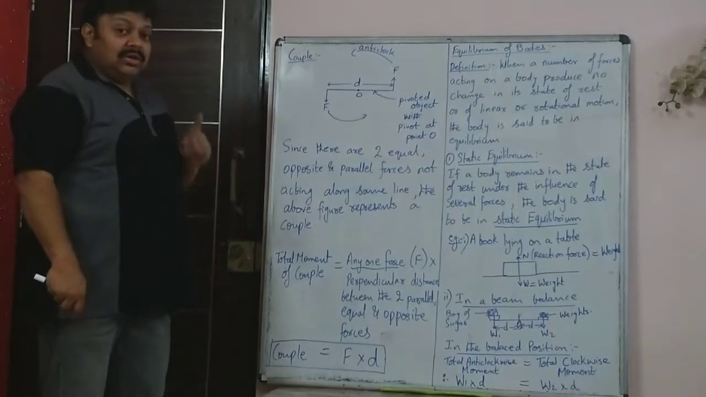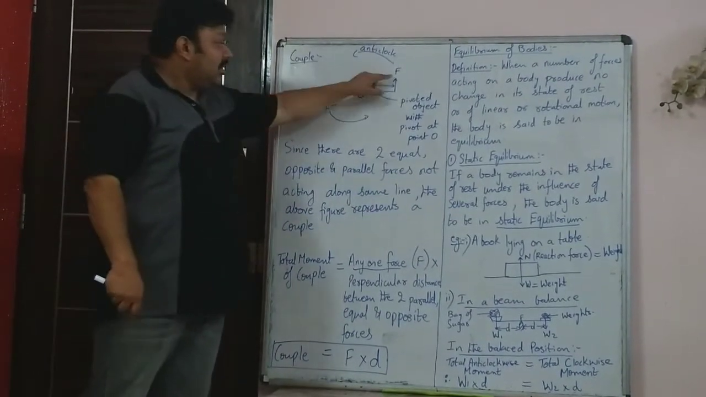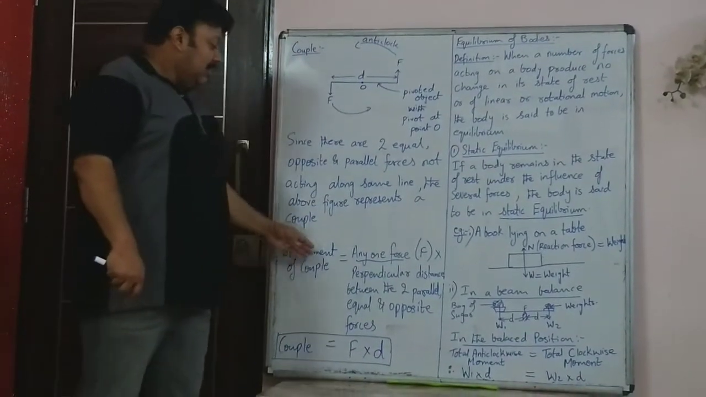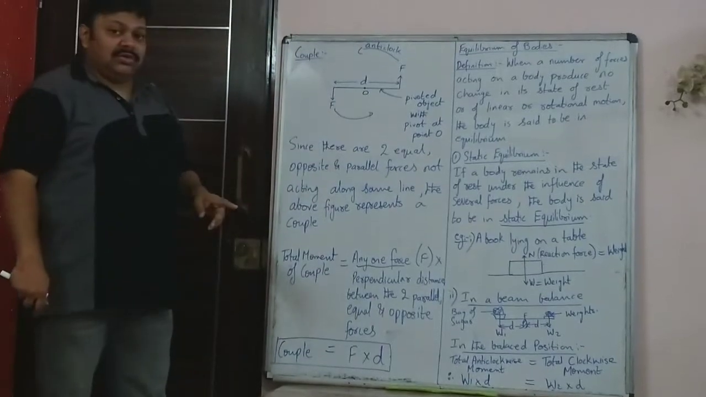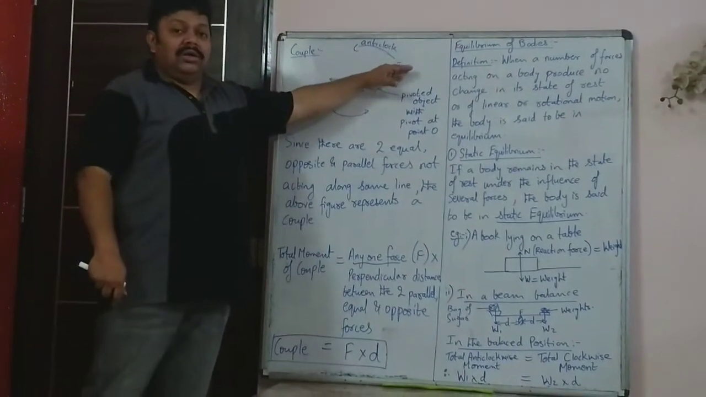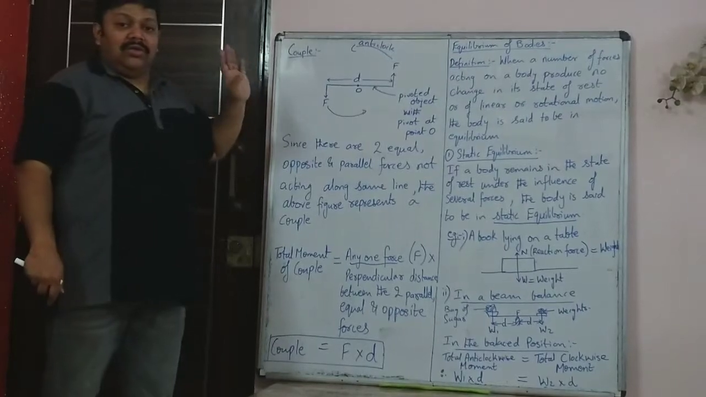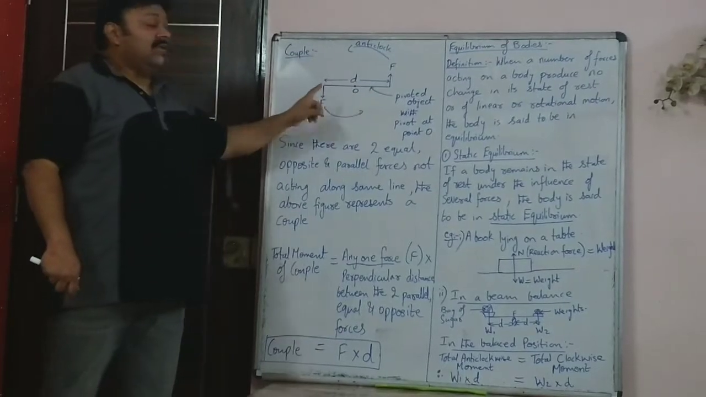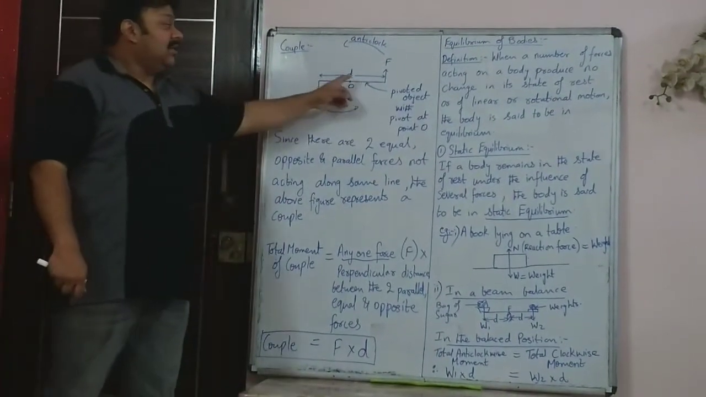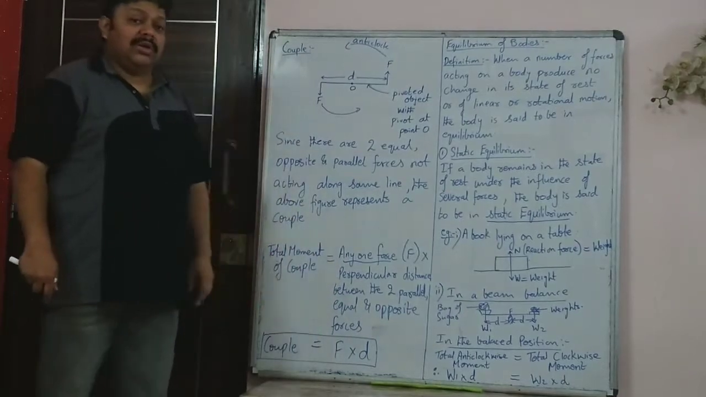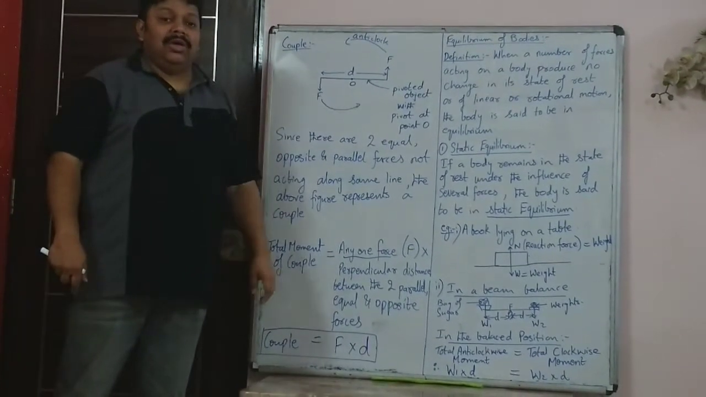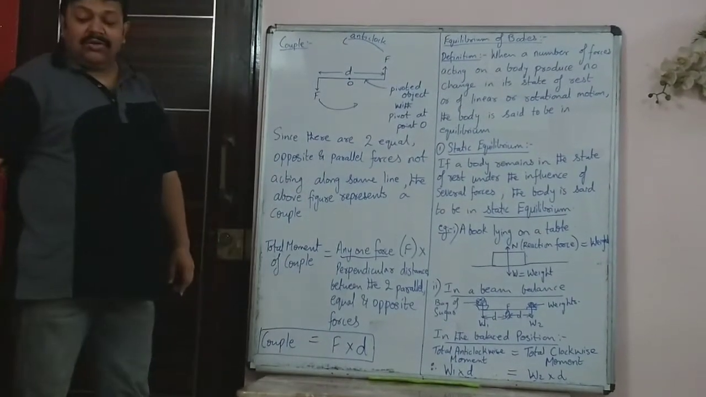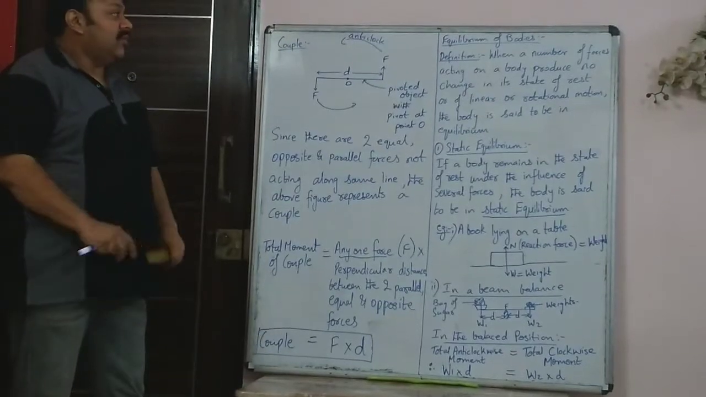But that's not a couple. In case of a couple, the forces have to be in the opposite direction so that there is a rotation of the object. And the total moment of a couple is any one of these forces. So if 10 Newton and 10 Newton are written here, you will not take 2 times 10 Newton. It will be only 10 Newton, one force F, into the distance between the two forces. That distance between the two forces is also sometimes referred to as the arm of the couple. So a couple is force into the distance between the two equal, opposite, parallel forces.